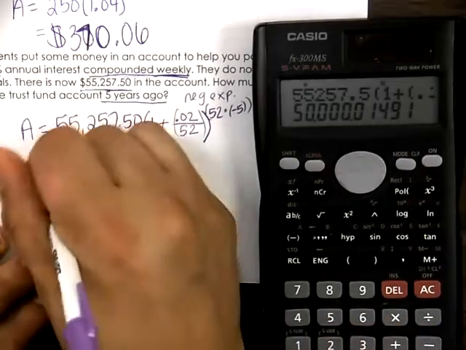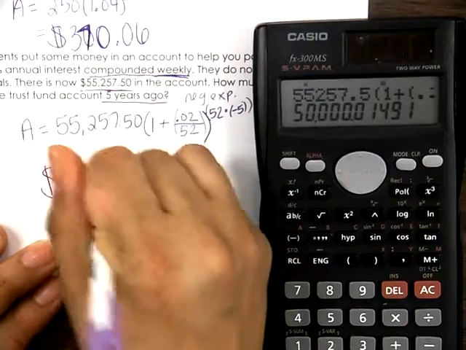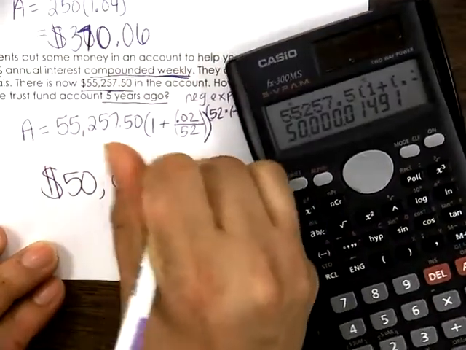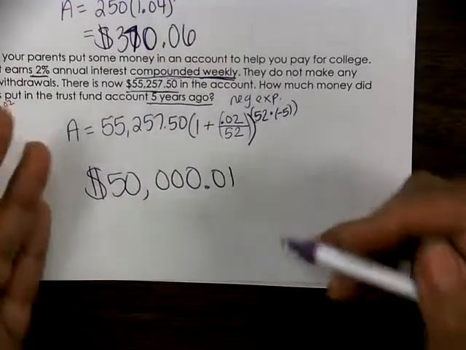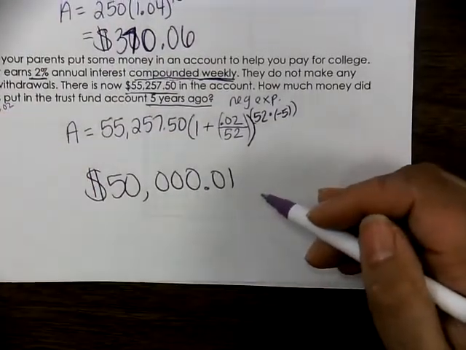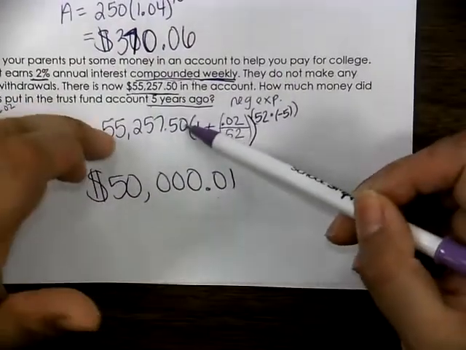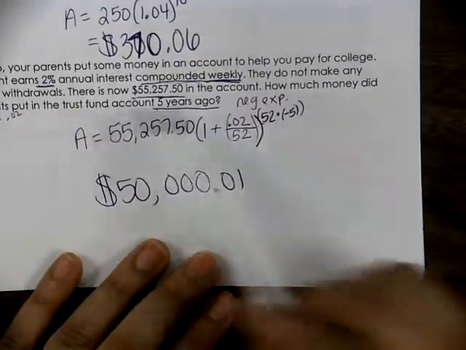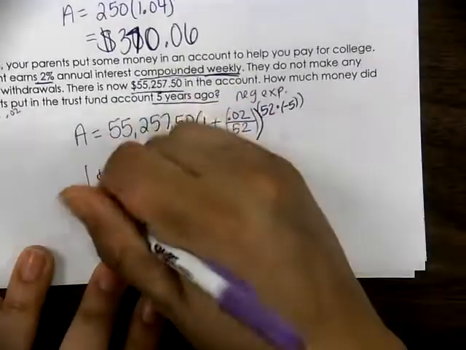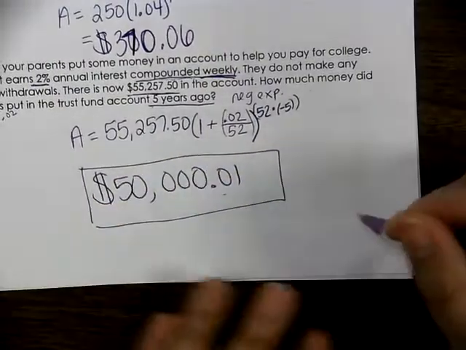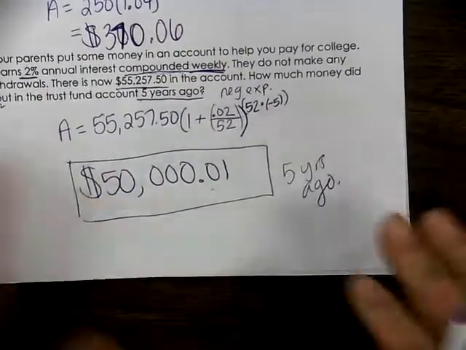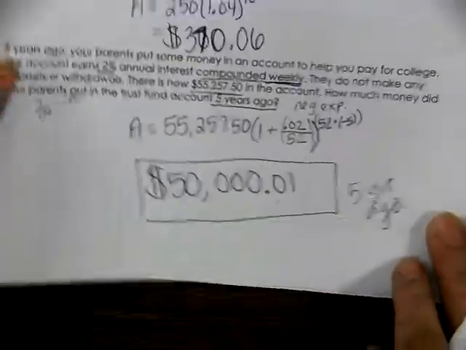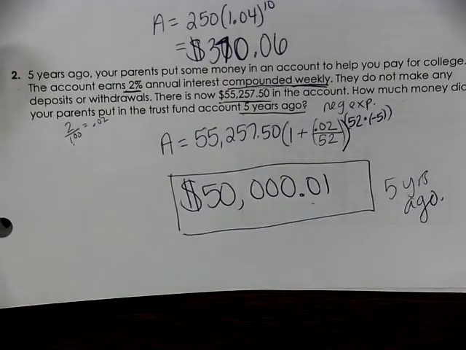So your parents had put in $50,000 and probably not 1 cent, because that's just probably how the rounding worked there. But let's say they put in about $50,000 into an account 5 years ago. It grew to this amount with the 2% annual interest compounded weekly. So this is how much money there was 5 years ago. Okay, and then let's try out a few more examples on the next page.